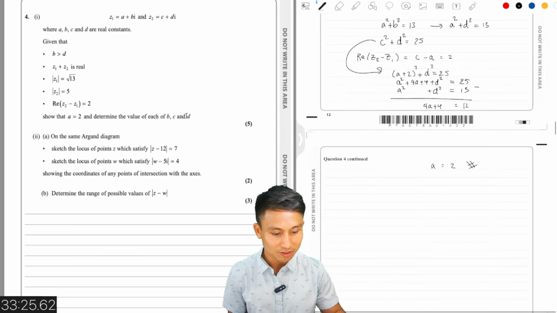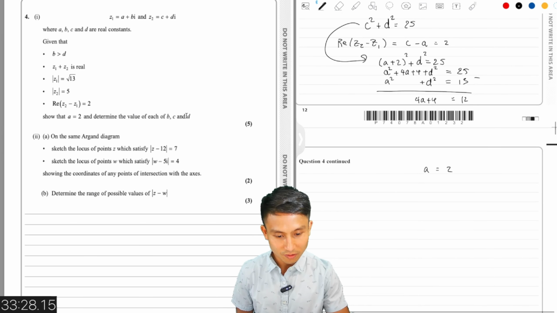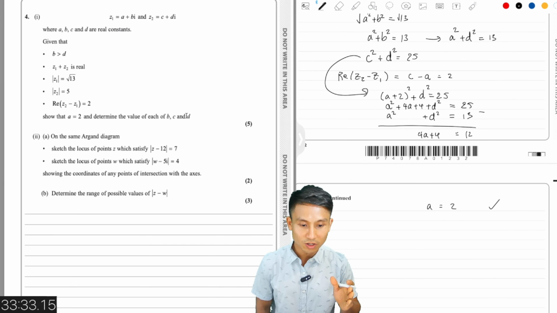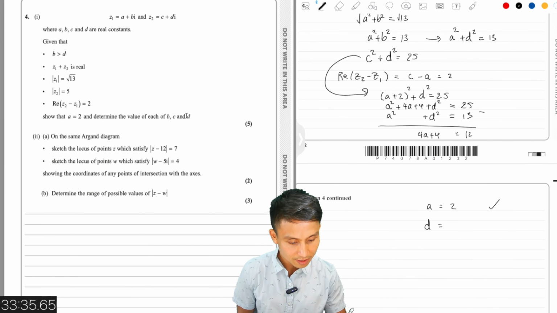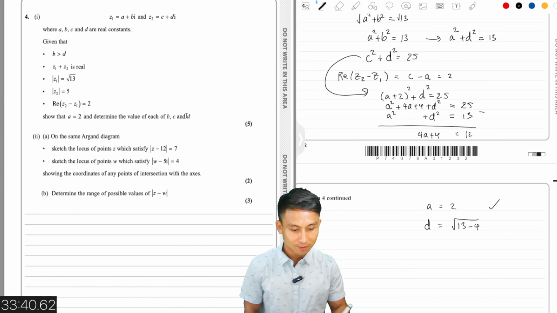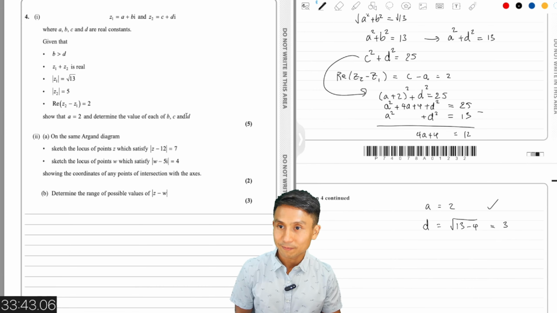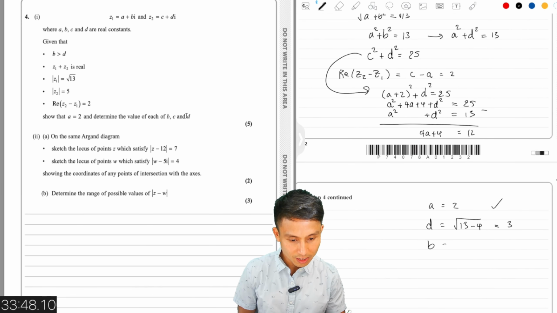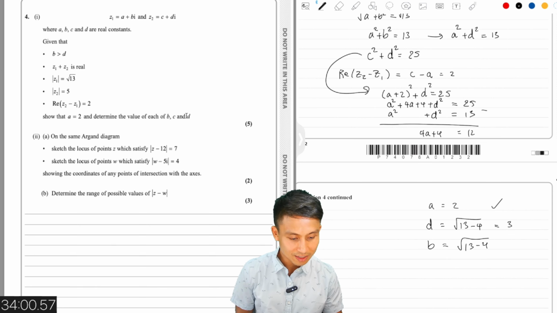Okay, and then we have to determine the other ones. So we already show that. From A equals 2, we know that D would be the square root of 13 minus A squared. So that would be the square root of 9, which is 3. And then from that, we also know B. So B equals the square root of 13 minus 4. Well, B is greater than D.